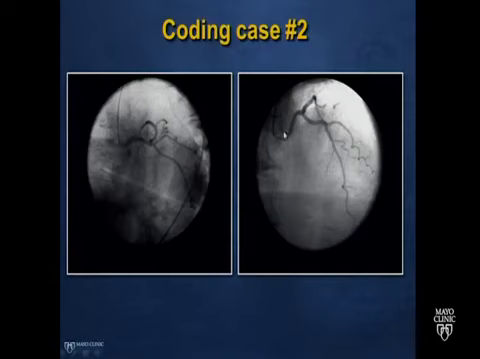We then go to the RAO view, and we see that the initial course of this artery is anterior. So this is a malignant anomaly going between the great vessels and the heart, and most likely causing ischemia.